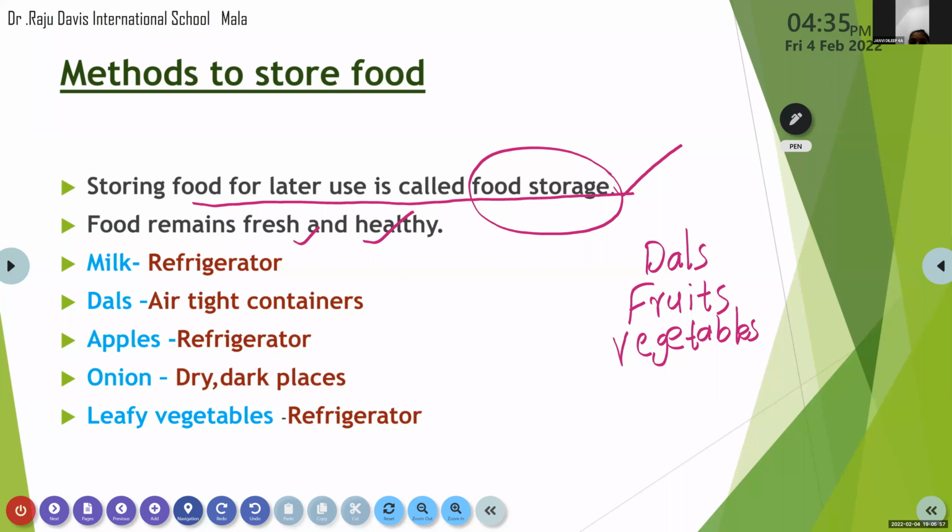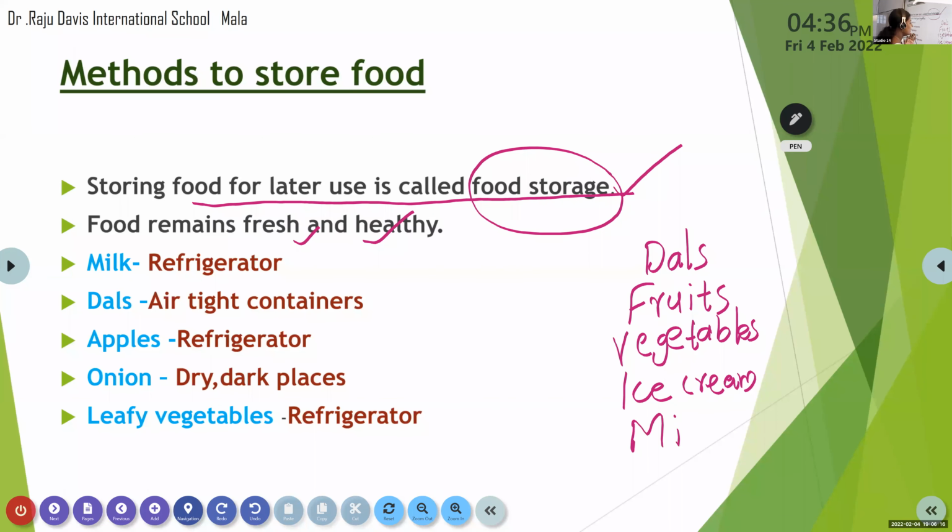Then Janvi Dilip. Ice cream. Very good. Do you like ice cream? Yes, ma'am. All of them like ice cream. Then Niran, say any example. Any food item. Milk. Very good.